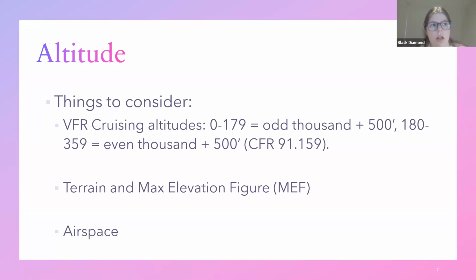You also want to take into consideration things like terrain and the max elevation figure on your VFR sectional. So if your max elevation figure is at 3,000, maybe 3,500 is cutting it a little too close, so maybe let's go to 5,500. And then, of course, airspace, whether that's special use airspace or just general airspace. We don't want to be flying through any airspace that we're not allowed to be in, or don't have clearance through, just willy-nilly. So always take airspace into consideration as well.